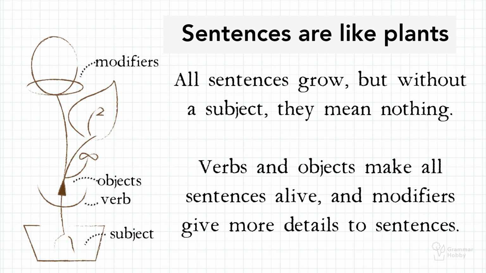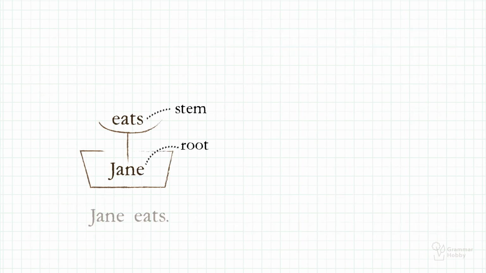All sentences grow, but without a subject, they mean nothing. Verbs and objects make all sentences alive, and modifiers give more details to sentences. In this lesson, I will ask you to pause the video whenever you need to copy a drawing. Let's go with our first example.